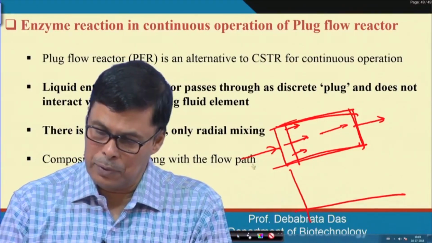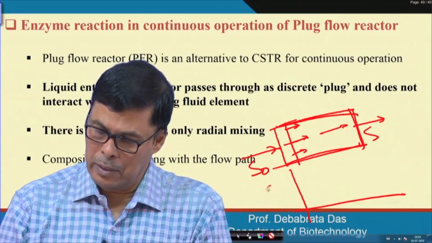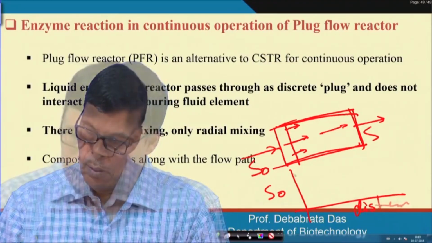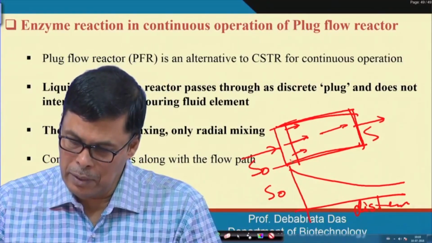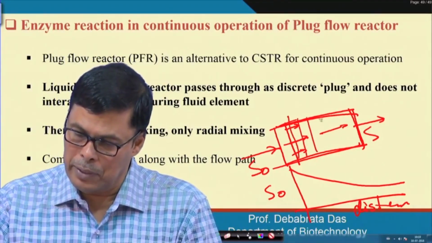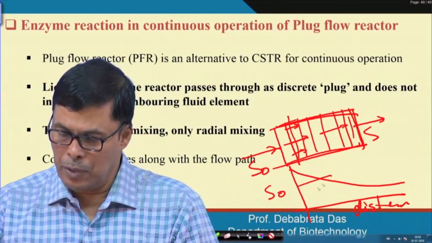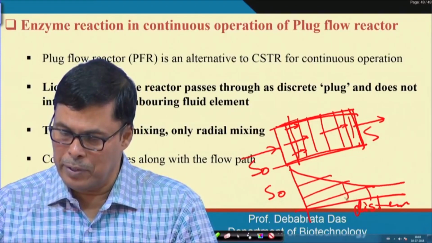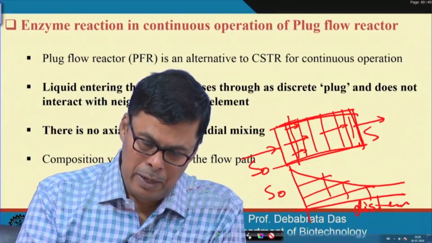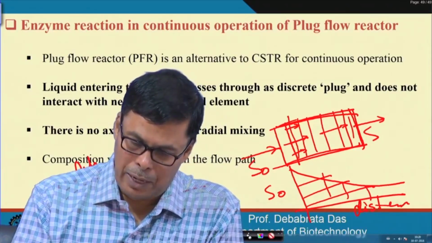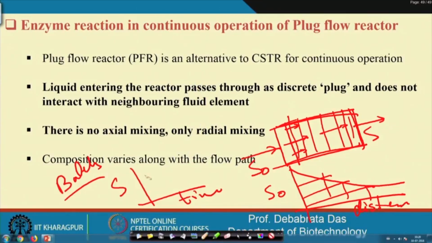Now, suppose this is the S0 and this is S, the S0 with respect to distance, this keeps on decreasing. That means your substrate concentration in different parts of the reactor will be different. So, at different distances you have different rates of reaction. It is similar to the batch process. What is the batch process? In the batch process, substrate decreases with respect to time like this. And here in the plug flow reactor, the substrate concentration decreases with respect to distance.